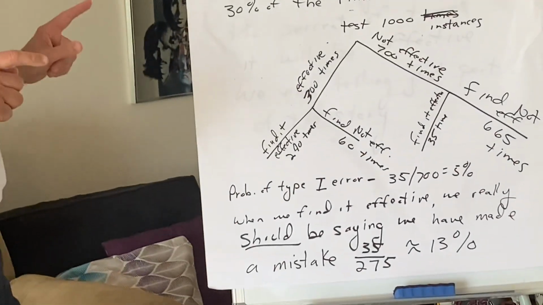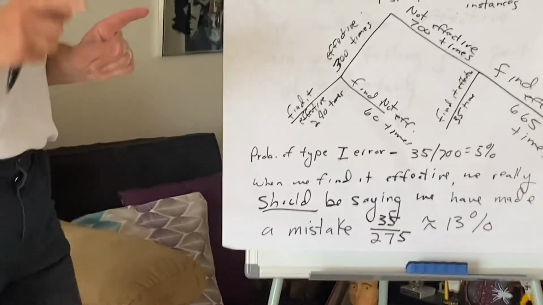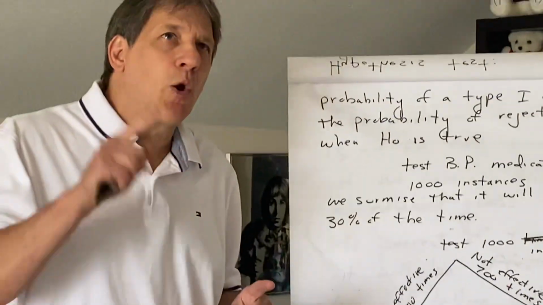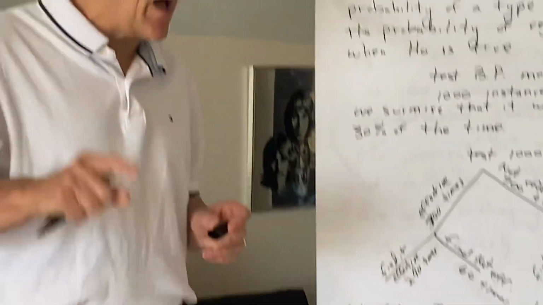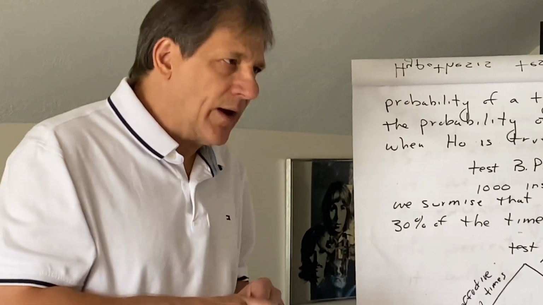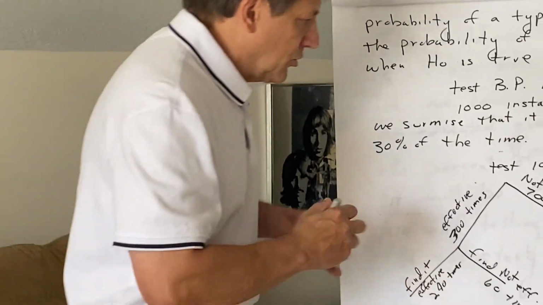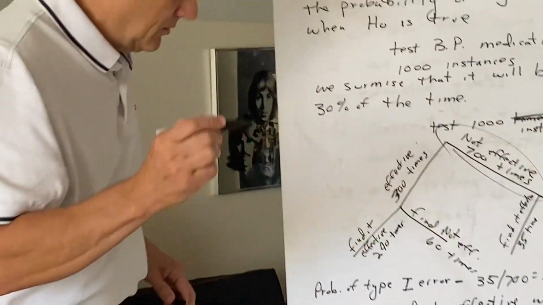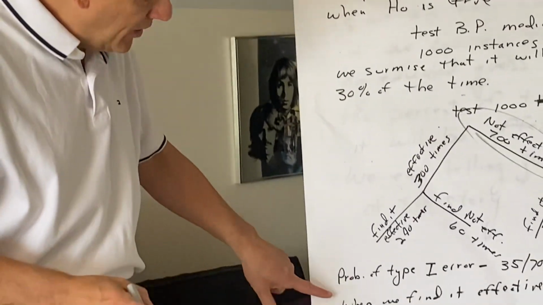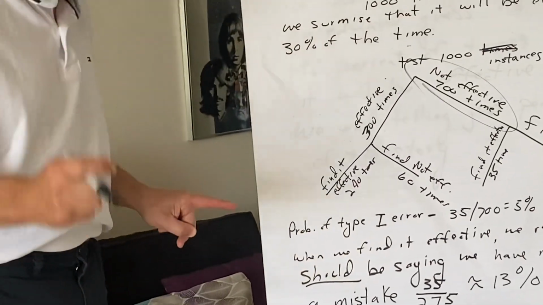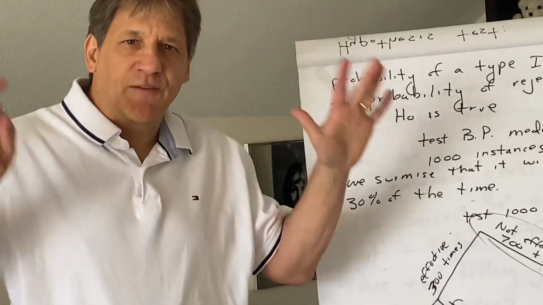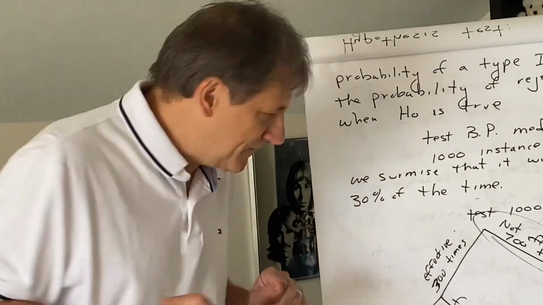Okay, what's the probability of a type 1 error? Remember, type 1 error is rejecting H0 when H0 is true. I emphasize the word when, right? So when H0 is true is here. So the probability of a type 1 error is indeed 35 over 700, which is 5%. Textbooks are fine up to now.